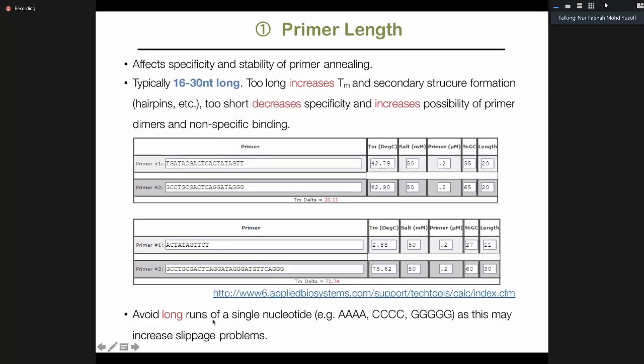Avoid long runs of a single nucleotide, as this may increase slippage problems. A long run of a single nucleotide is a repetition of a single base, for example here AAA, CCC, GGG. So try to avoid this. Unless it's very difficult, perhaps you may consider maybe 3 repeats, like 3 A's or 3 G's, something like that. But try to avoid.